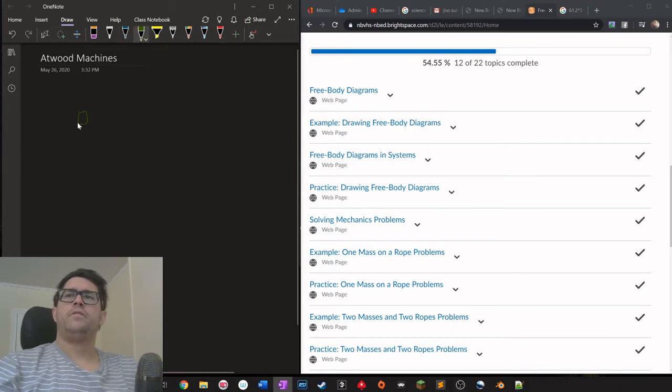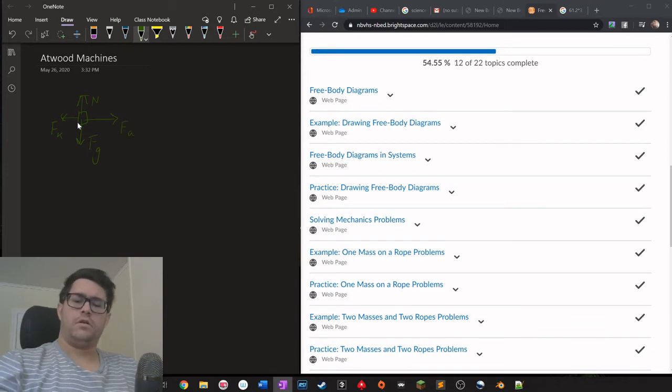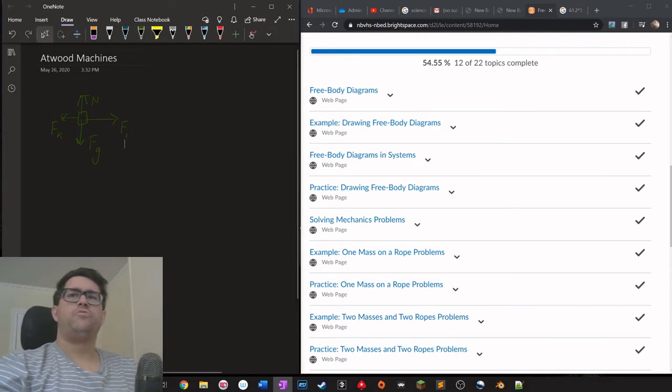So you have your body, you have Fg, you have the normal force. This is a terrible drawing. I've changed my settings, so excuse me. This is friction, it's moving, and FA. Interestingly, we can call this F1, FA, F1, F2, F3.